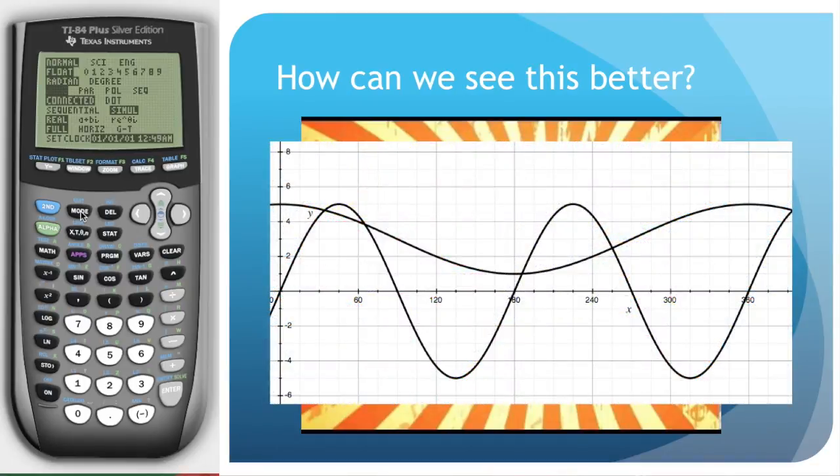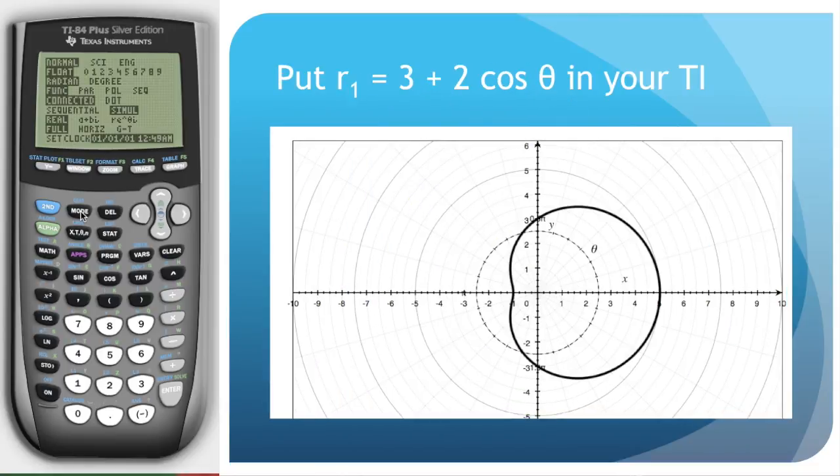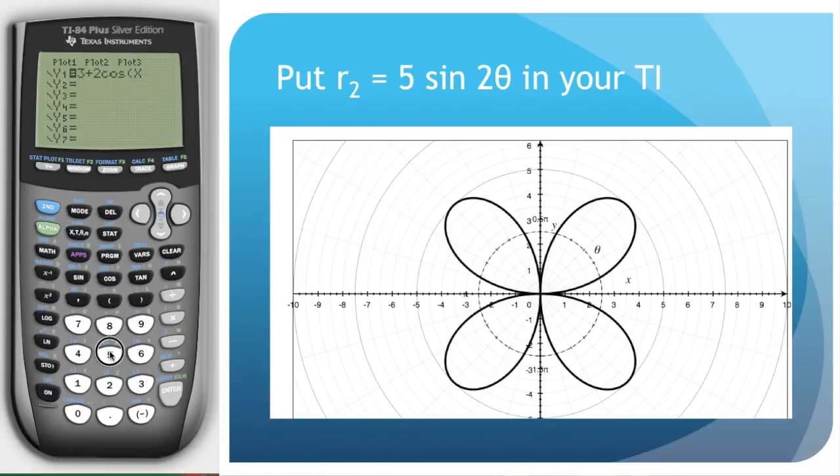So you remember that our two equations were, I got to go back myself, our two equations were r equals 3 plus 2 cos theta. So let's make something that will let us see that. Let's do 3 plus 2 cos x. And then what was our other equation? Was 5 times sine 2 theta, only now theta has become x. So let's see if zoom trig does any good.